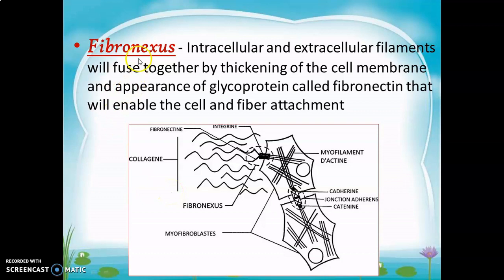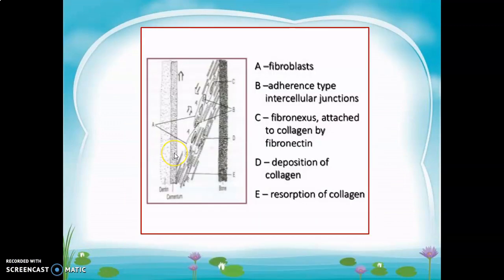So, fibronexus is the fusion of intracellular contractile filaments and extracellular collagen by thickening of the cell membrane and appearance of the adhesive glycoprotein fibronectin, thus enabling cell and fiber attachment. Here you can see the intracellular contractile filaments attached to the cell membrane and extracellular filaments attached to the cell membrane by means of fibronexus. Another important feature of periodontal ligament fiber is that it even undergoes continuous remodeling as well.